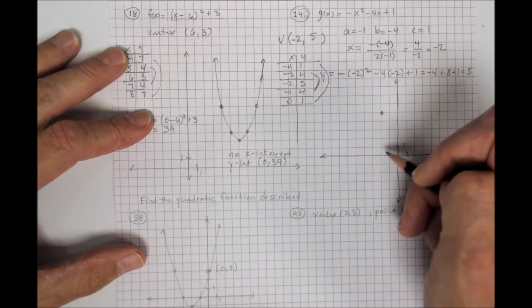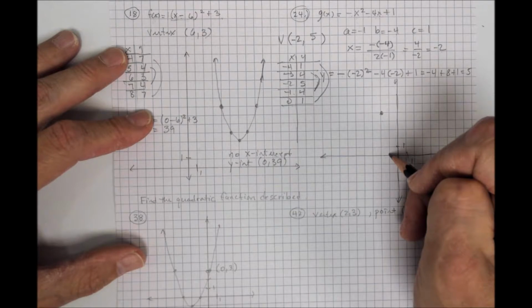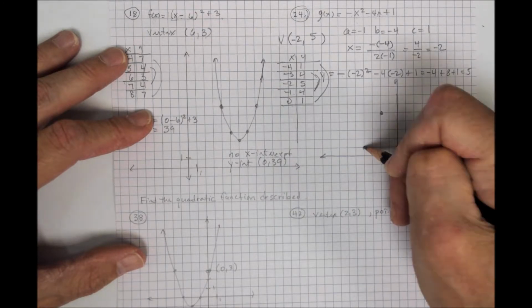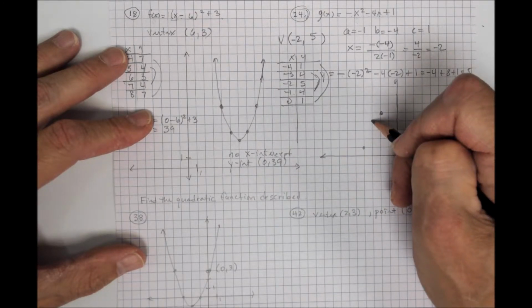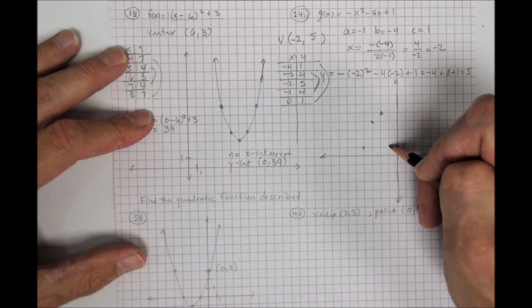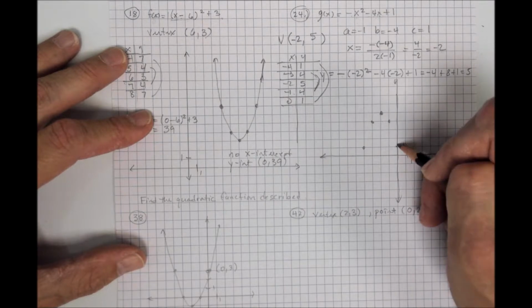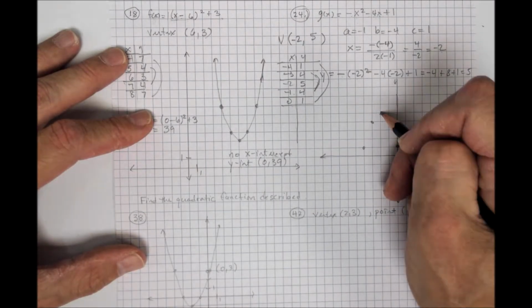So now I graph negative 4, 1, negative 3, positive 4, negative 1, positive 4, and 0, 1. There you go. You can see it's inverted.